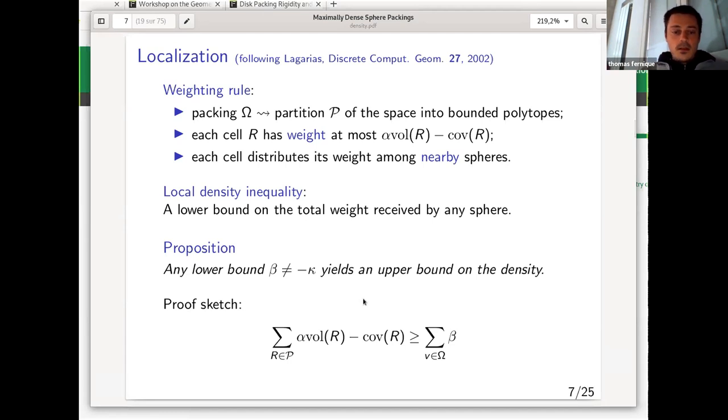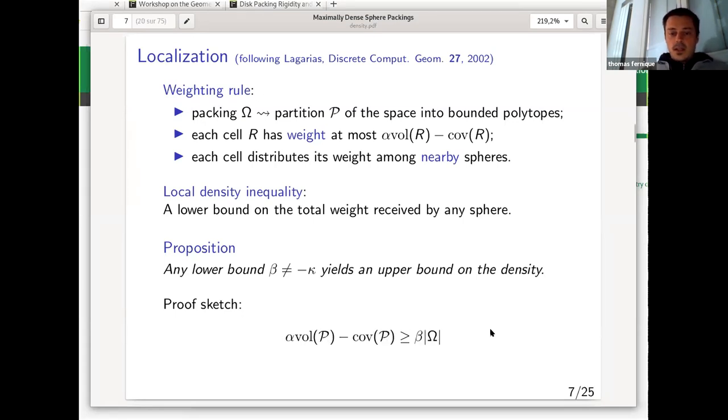Okay, so the proof sketch. The principle is that the weight that the cells give is equal to the weight that the spheres get globally. Just an exchange, all the weight goes from cells to spheres. So it is what I've written here. You sum over all the cells the weight of the cell which it gives to the spheres of the packing. And since you know that each sphere gets at least beta, you can bound from below by the sum over all the spheres of your packing times beta. So this inequality is just the weight given by the cells equals the weight received by the spheres.